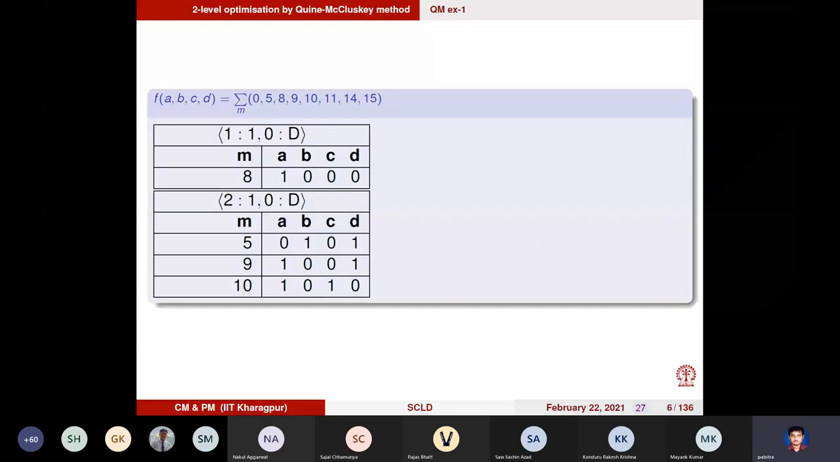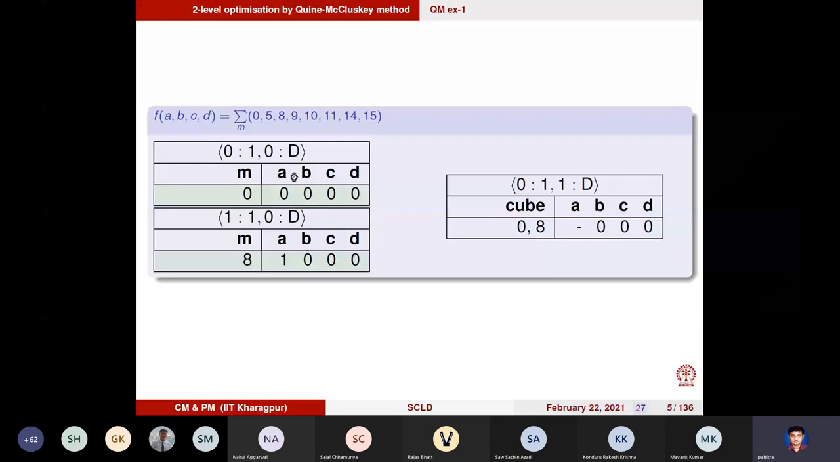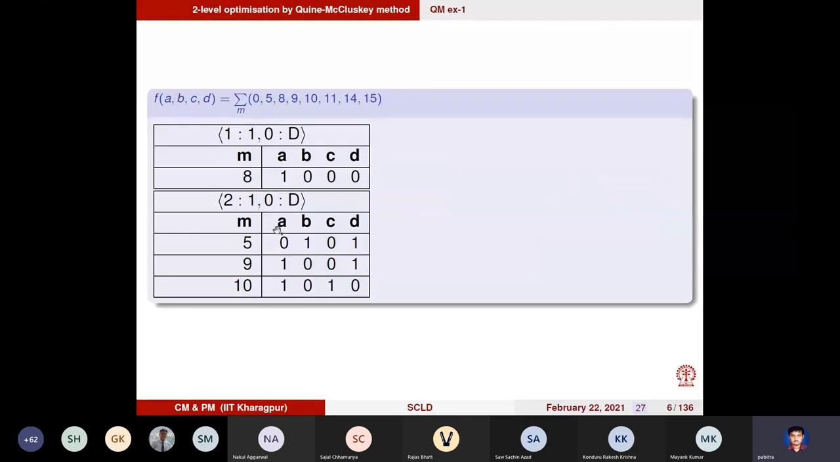Let us consider more minterms. So this is the group containing index 1. So 8 belongs to that group, 1 0 0 0. Earlier I was comparing the 0 index group and the 1 index group. So 0 was there in the 0 index group and 8 was there in the 1 index group. Now let us compare the 1 index group containing 8 and the 2 index group containing 5, 9, and 10. So there are two ones in each of these binary strings and 0 dashes, 0 don't cares.